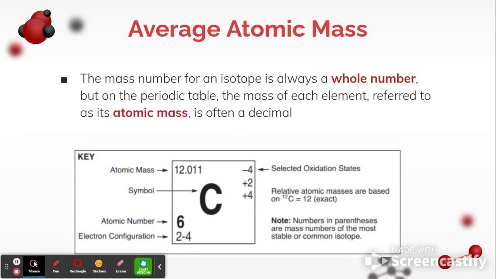Average atomic mass. The mass number of an isotope is representative of the average atomic mass of all naturally occurring isotopes of that atom.